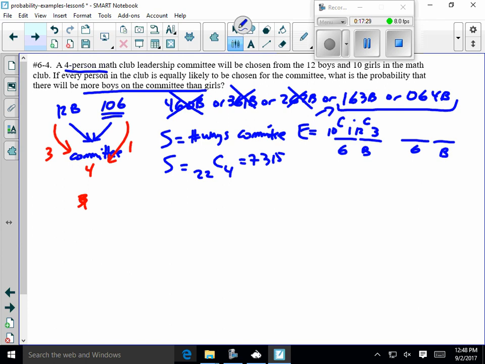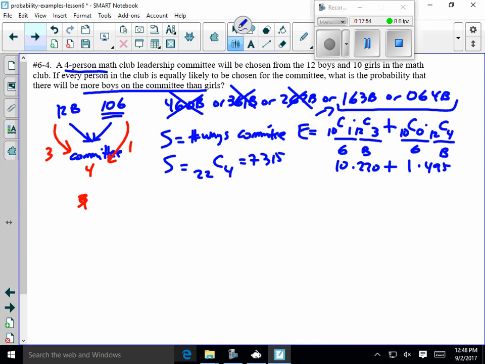And then I could add the other way to do it, which is that out of the 10 girls, I could have no girls, and out of the 12 boys, I could have 4 boys, right? Now that turns out to be 10 times 220 plus 1 times 495. And so when you add that up, well, I could add it this way.